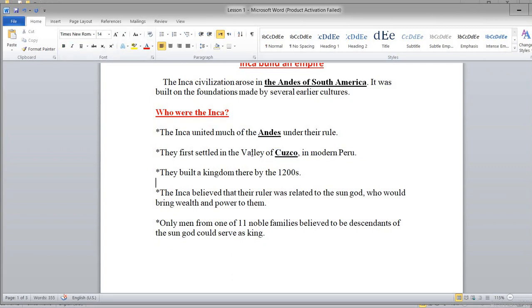They first settled in the valley of Cuzco, which we already know from the video. It's in Peru. They built a kingdom there by the 1200s. The Inca believed that the ruler was related to the sun god, who would bring wealth and power to them. So they followed the ruler's instructions because they thought that he is related to the sun god, and he is going to bring them wealth and power.